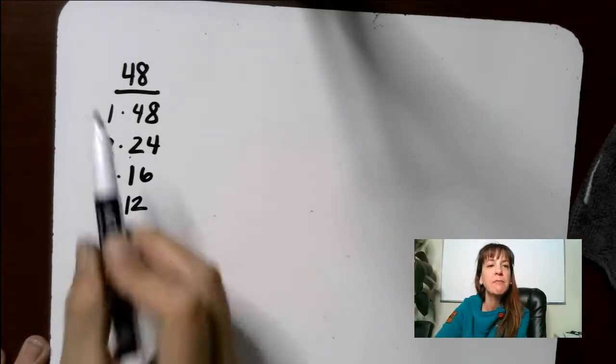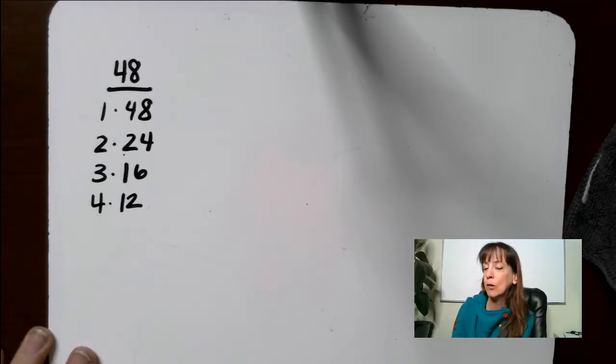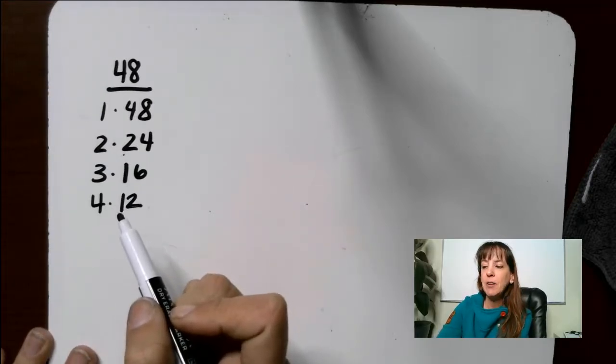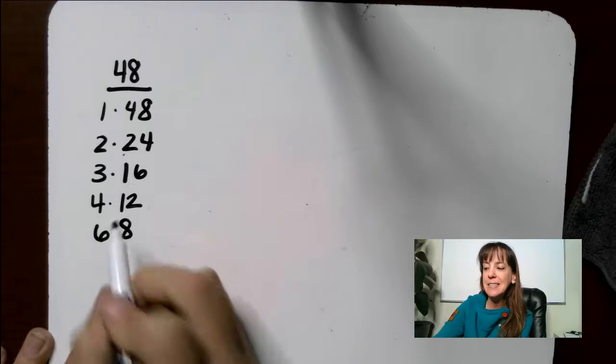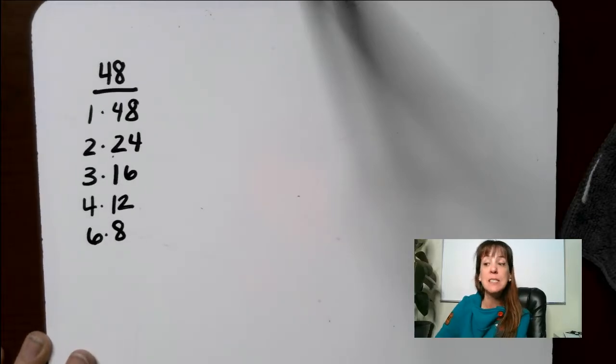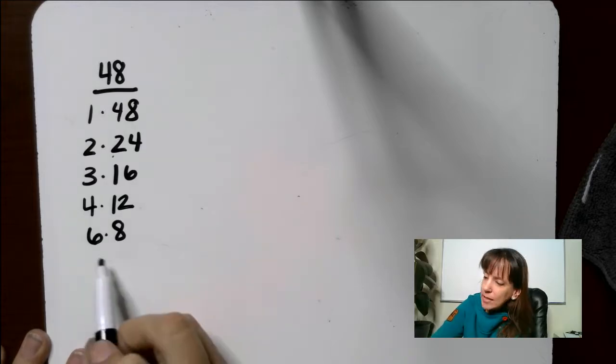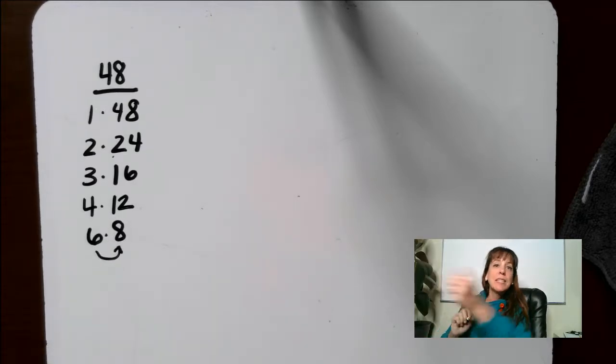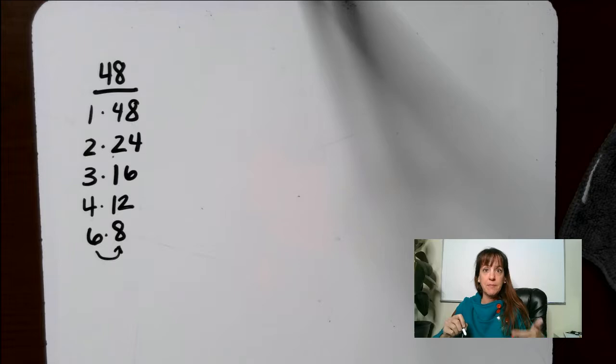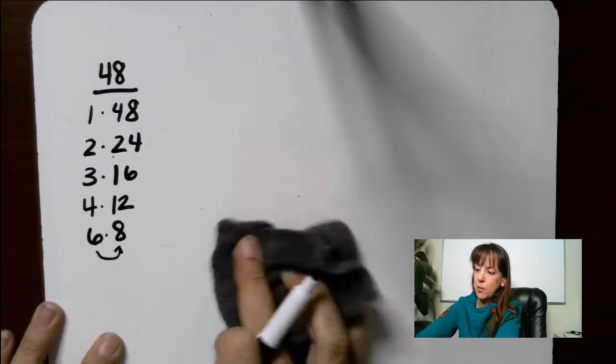After 4 comes 5. 5 does not go into 48 because it would end in a 0 or a 5. After 5 comes 6. 6 times 8 is 48. After 6 comes 7. 7 does not go into 48. After 7 comes 8, and 8 is already on the board, so we are done. We have listed all the factors and we have not forgotten any, okay? So this is really important you do it this way.